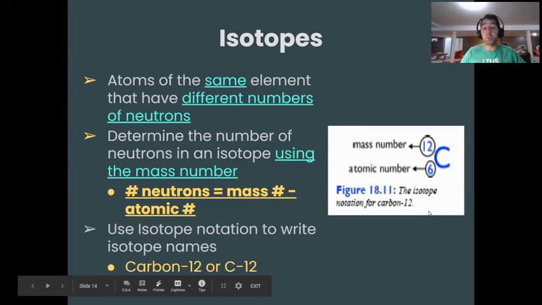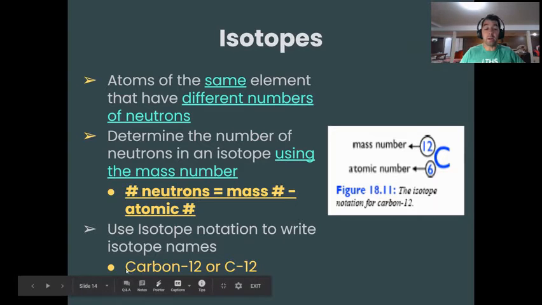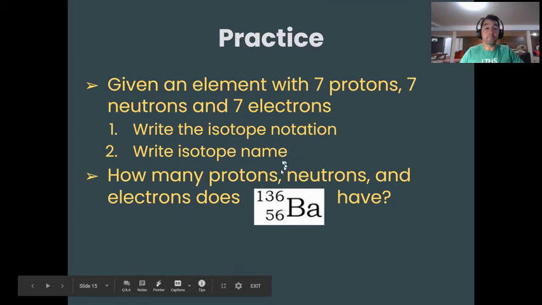Now, if we had an extra neutron in there, then the 6 would stay the same because the 6 is the atomic number. Protons didn't change. The 12 would turn to a 13 because we would have one extra neutron, and therefore an extra amount of mass. So one extra neutron means one extra mass number, so that would be 13 instead. And then we would write carbon-13 instead of carbon-12, or C-13 instead of C-12.